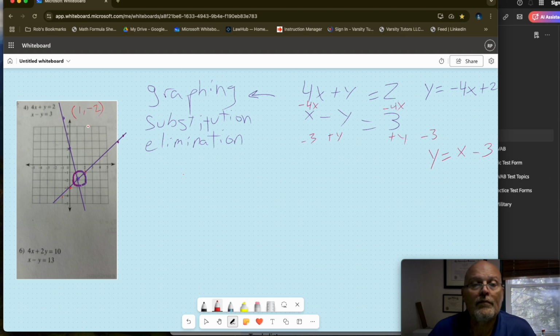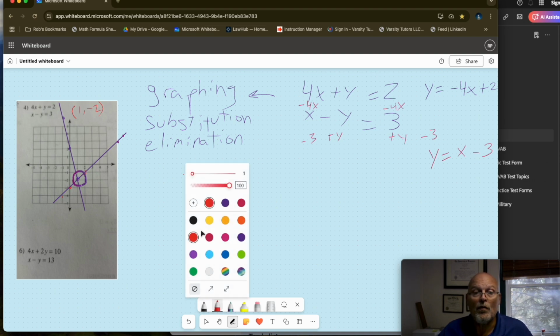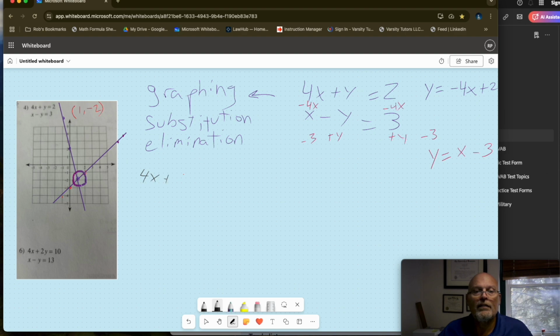All right. Now for substitution, we do this all algebraically. So we start by writing both of the equations down. 4x plus y equals 2, and x minus y equals 3. So what we're going to do for substitution is we will solve one of the equations for one of the variables. So in this case, I'm going to solve for x.